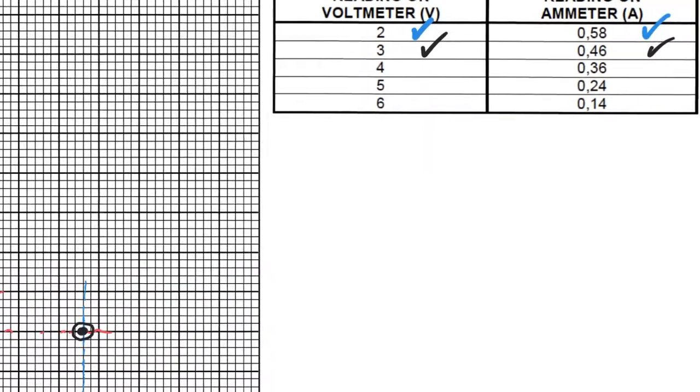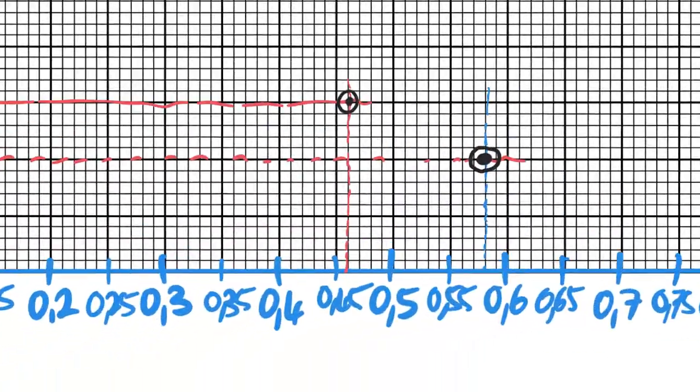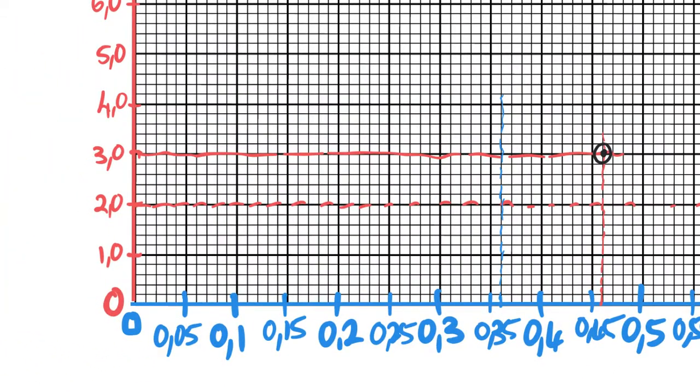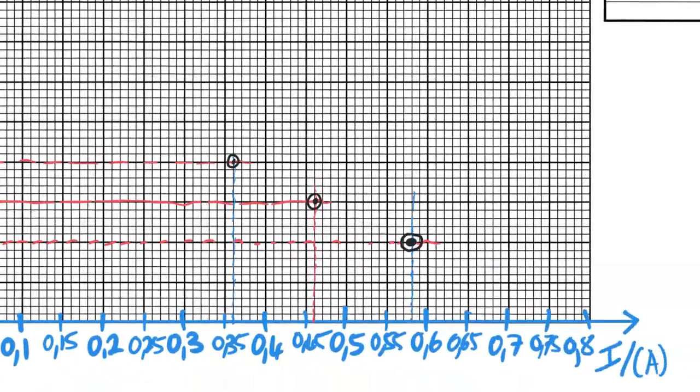Then we're going to go to 0.36 and 4. So 0.36 is there. So we go up from 0.36, and for 4 we extend the horizontal line to the right. And so our data point is going to be there with the region of uncertainty around it.